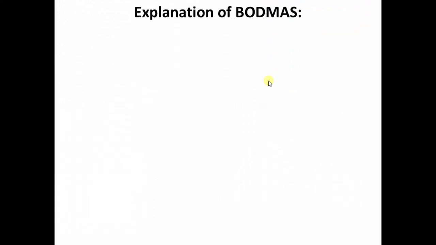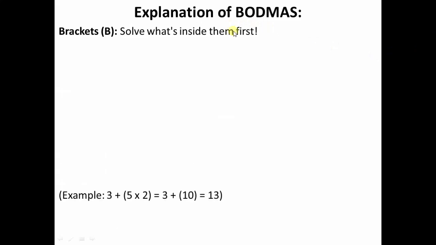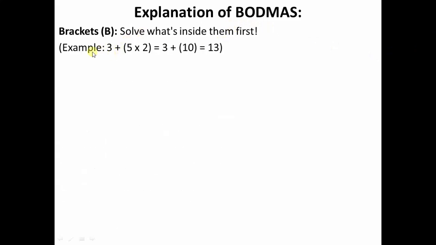So let's try to explain BODMAS in detail. First, in case of brackets, you need to solve inside the bracket first. Supposing you have an example like 3 plus (5 into 2). Solve the bracket first. 5 twos are 10. So you'll have 3 plus 10, which is equal to 13.